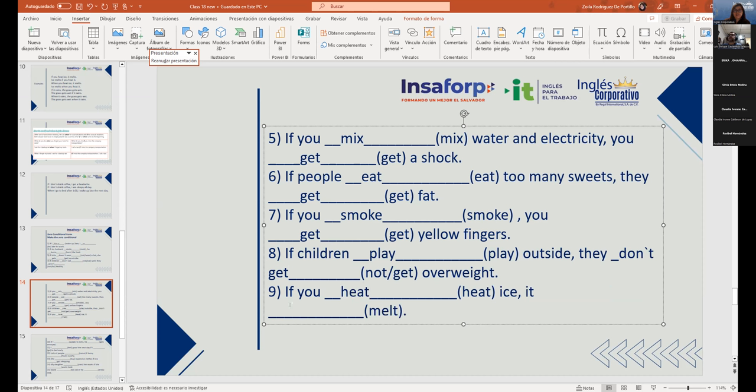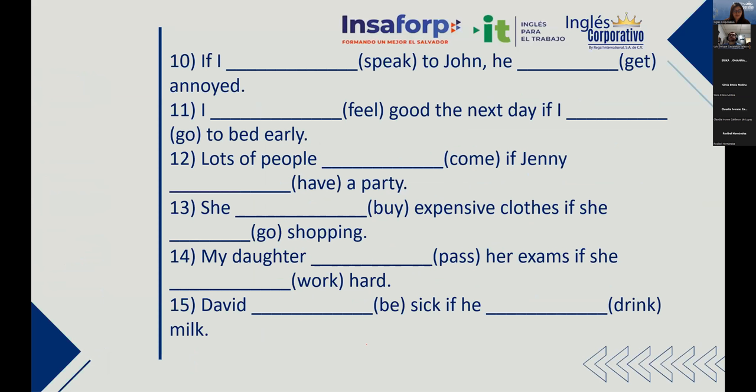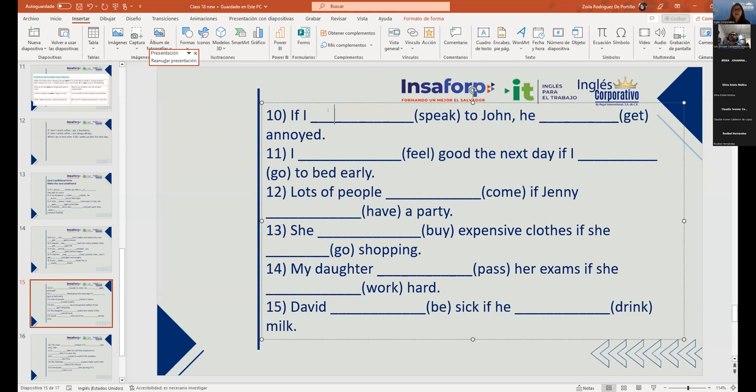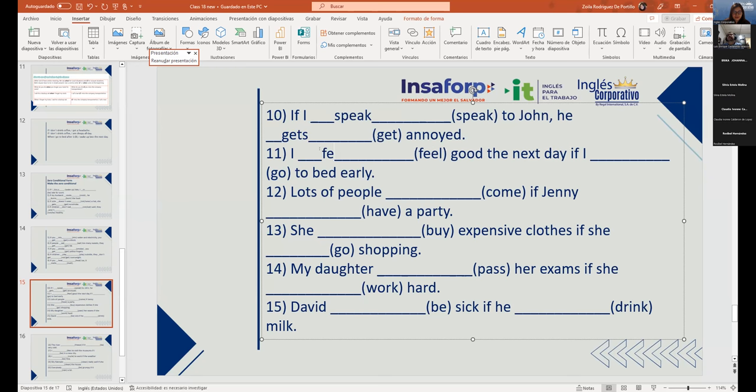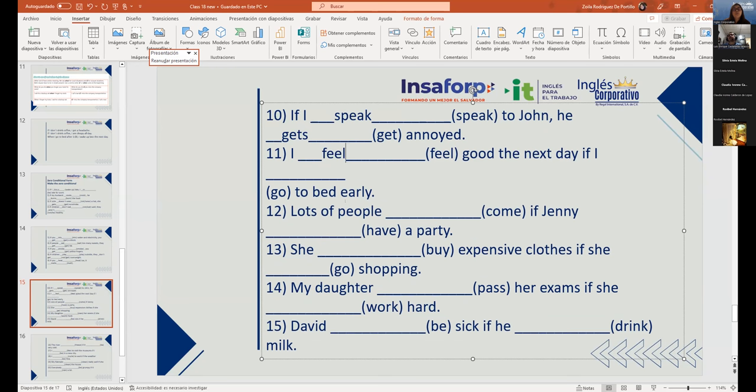If you heat ice, it melts. Nice. Number 10. Tell me the complete sentence. If I speak to John, he gets annoyed. If I go to bed early, I feel good the next day.